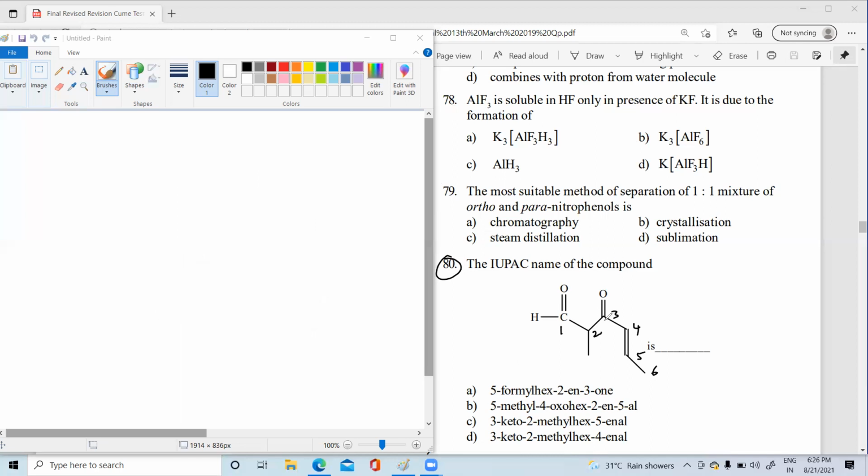At position 3, what group is there? Keto group is there. At position 2, a methyl group is there. So 3-keto, 2-methyl. So what is the root word, students? Hex, and 4-en-al. Hex-4-enal. Option D should be the correct one, students. Okay. Next we will go for students here.